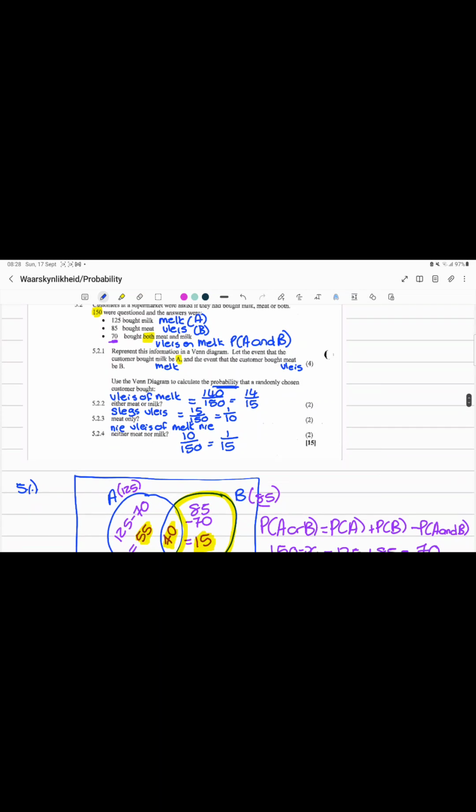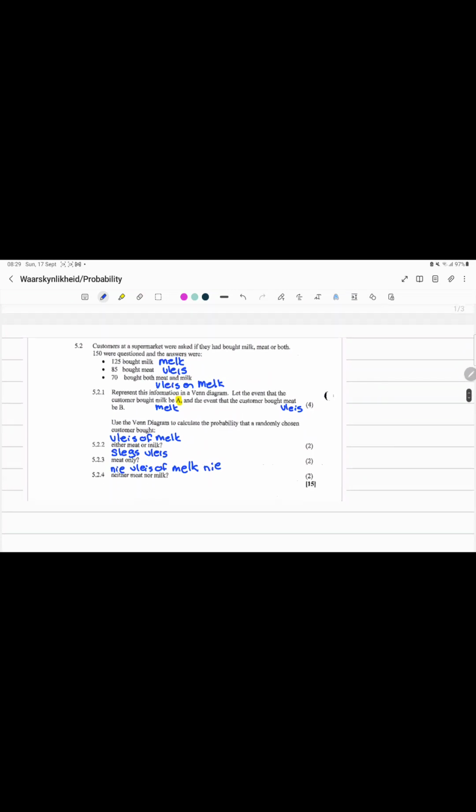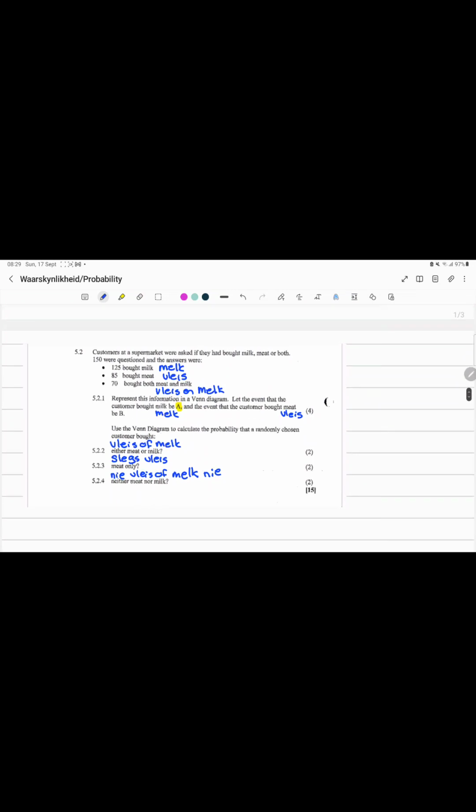Alright, now let's redo this quickly in Afrikaans. Kom ons doen dit gou oor in Afrikaans. Ek gaan net gou alles hierso uitvee. Okay, so die vraag sê vir ons, customers, so kliënte in 'n supermark, wat gevra is of hulle melk, vleis of beide koop.